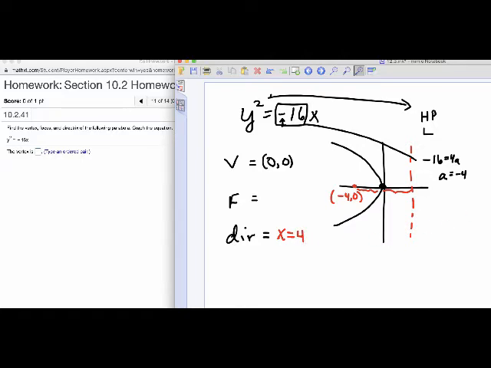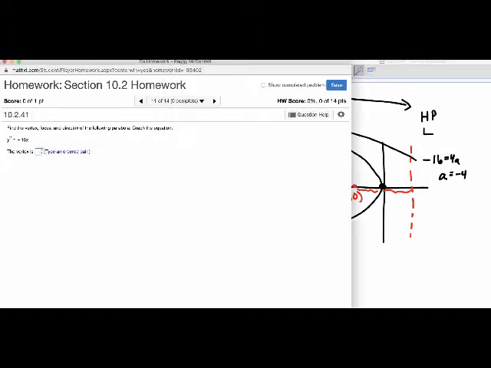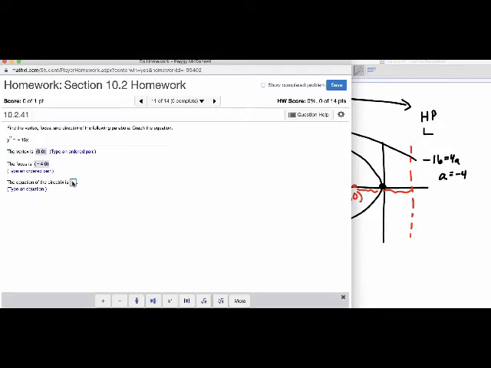So let's get this stuff entered before the graph comes up for us. So it says the vertex was 0, 0. We have to check the answer. Then the focus we said was negative 4, 0. Check the answer. And it says the equation of the directrix. Type an equation. That's a reminder to you to be sure you type in x equals 4. And it's x equals 4 because this is a vertical line.